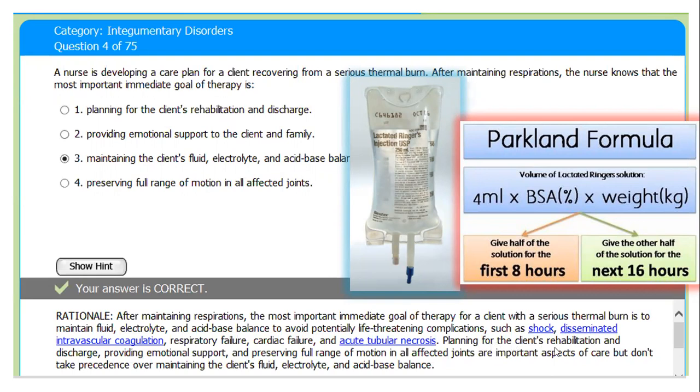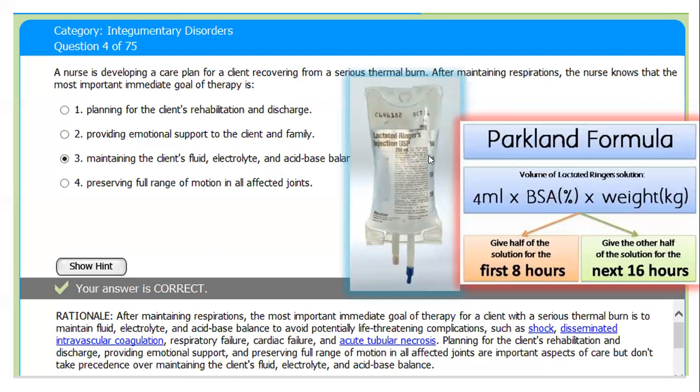So planning for the client's rehabilitation and discharge, providing emotional support, and also preserving the full range of motion in all affected joints are important aspects of care, but they do not take precedence over maintaining the client's fluid, electrolyte, and acid-base balance. All are important, but the most important priority is the fluid.